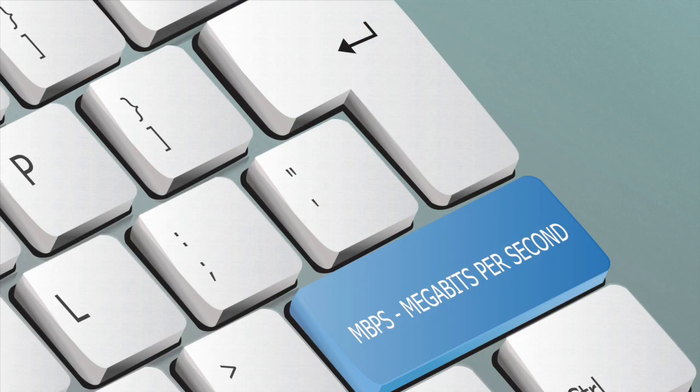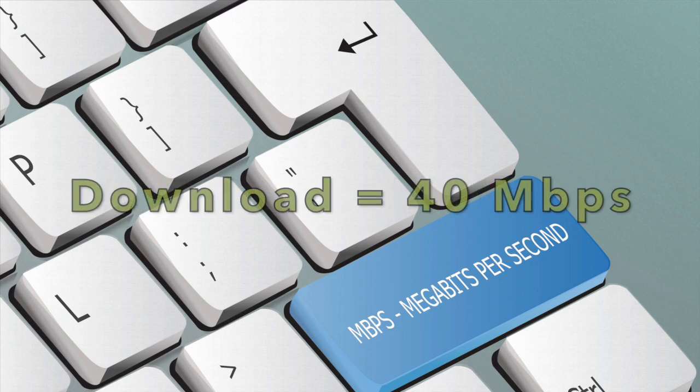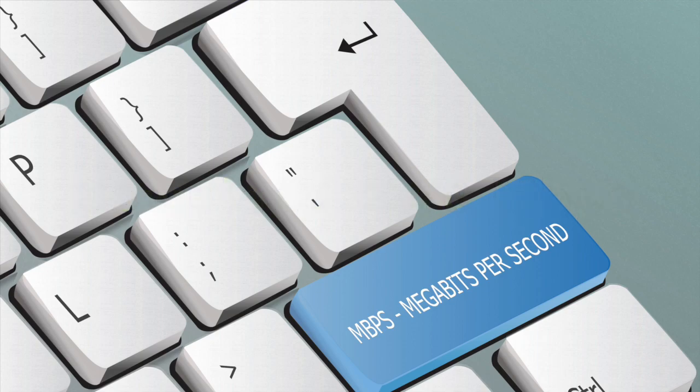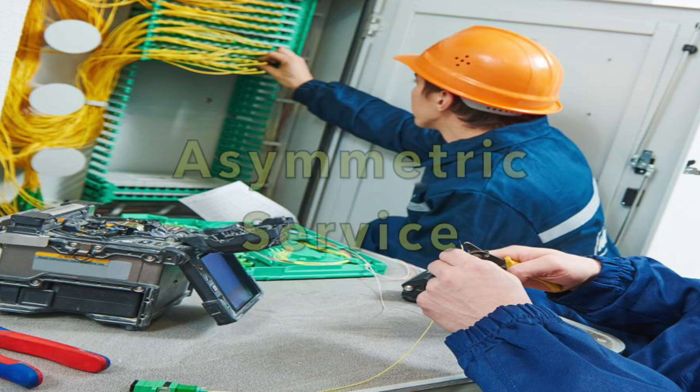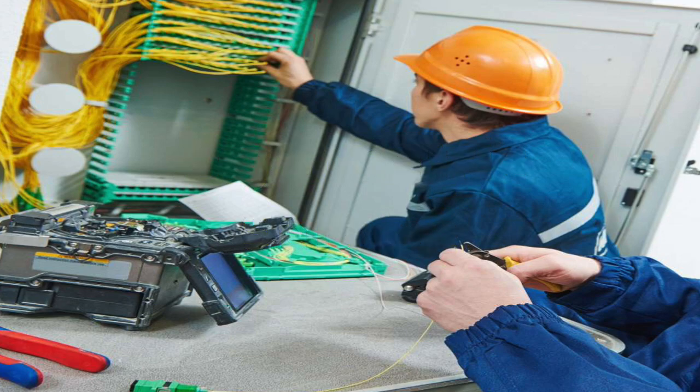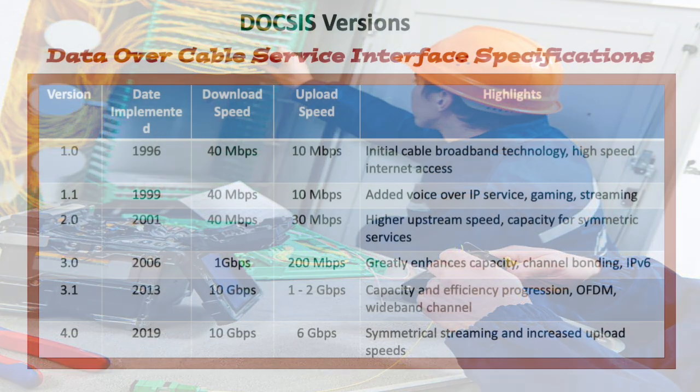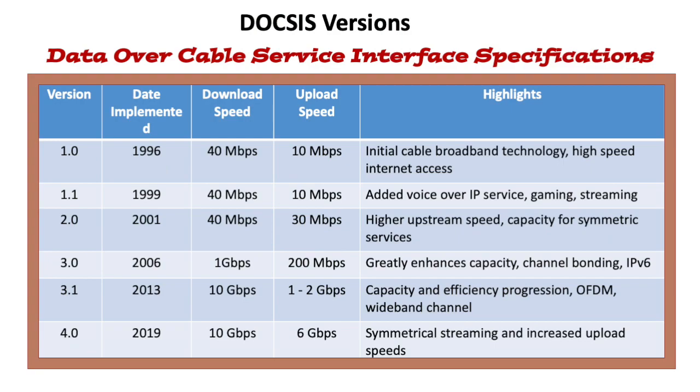The original DOCSIS specifications called for a maximum upload speed of 10 megabits per second and a maximum download speed of 40 megabits per second. Cable broadband installations are most often an asymmetric service with a greater download speed than an upload speed. This is somewhat like a digital subscriber line, DSL. However, the current DOCSIS specification, which is DOCSIS 4.0, has a maximum upload speed of 6 gigabits per second and a maximum download speed of 10 gigabits per second, and it allows for asymmetric streaming.